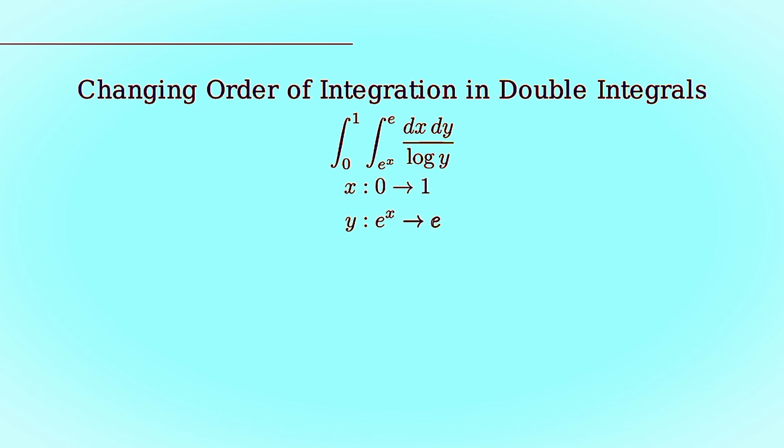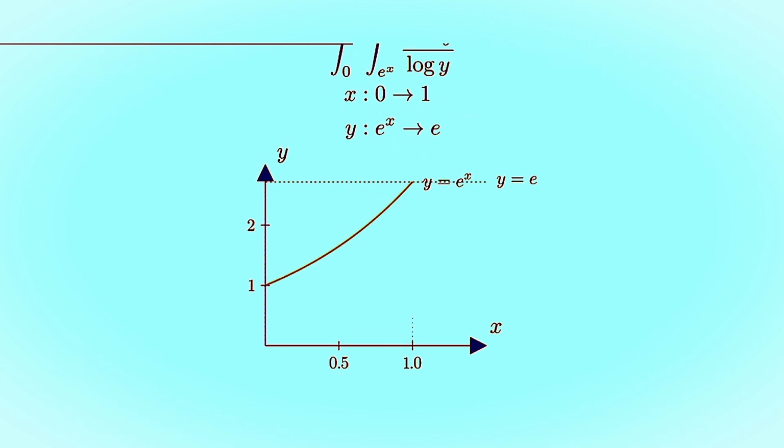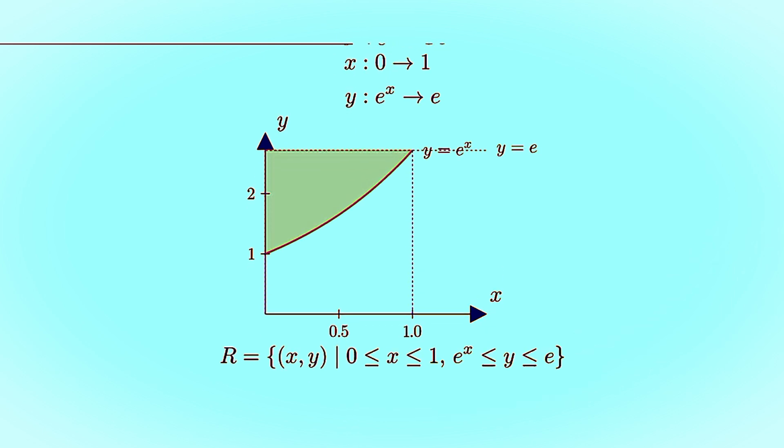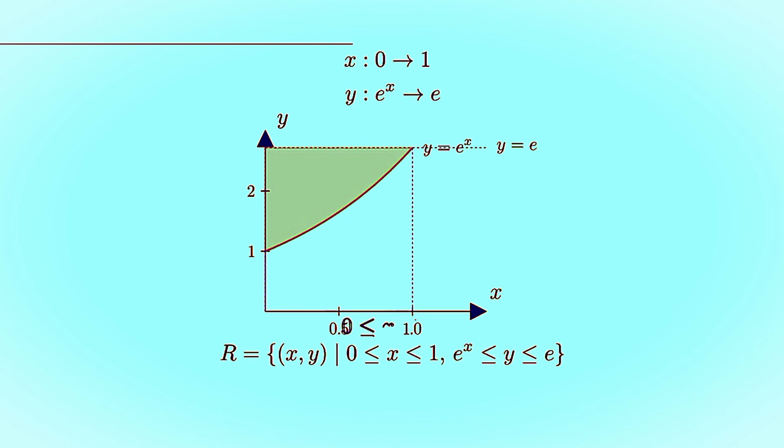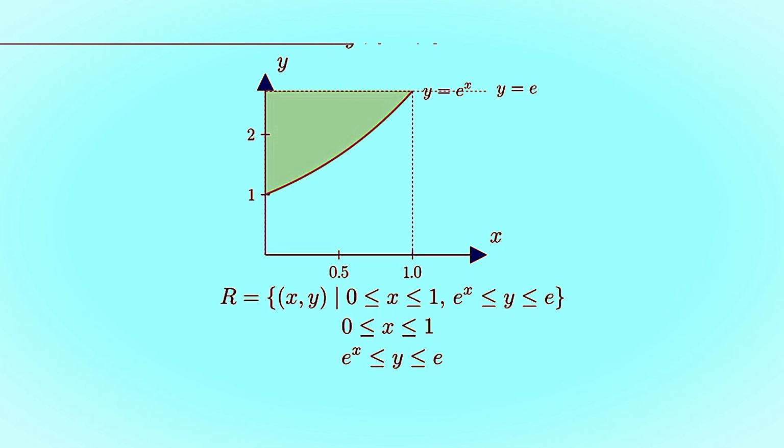In our original integral, x ranges from 0 to 1, and for each value of x, y ranges from e to the x power up to e. Let's visualize this region in the xy plane. Let's describe this region algebraically. The region is bounded by x equals 0, x equals 1, and the curves y equals e to the x, and y equals e. We can express this using inequalities: x is between 0 and 1, and y is between e to the x and e.